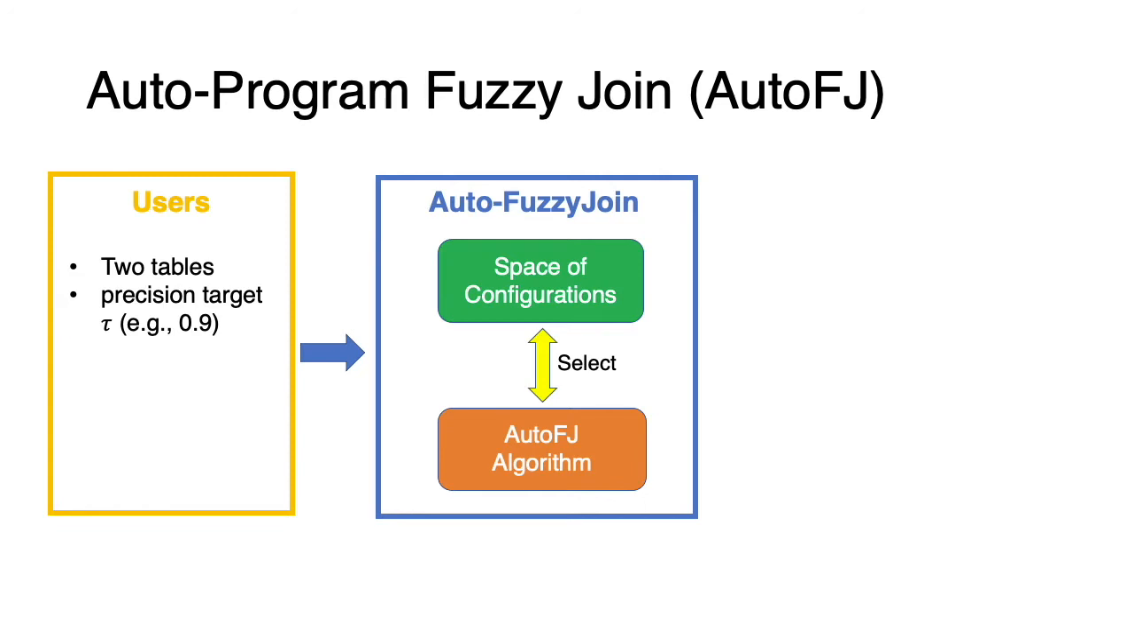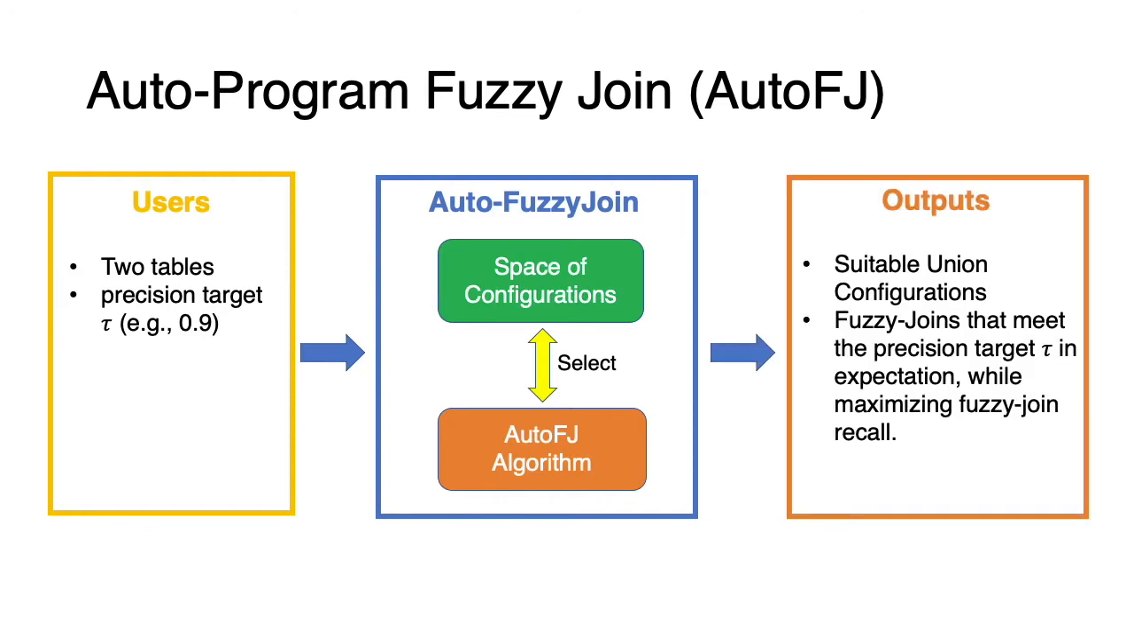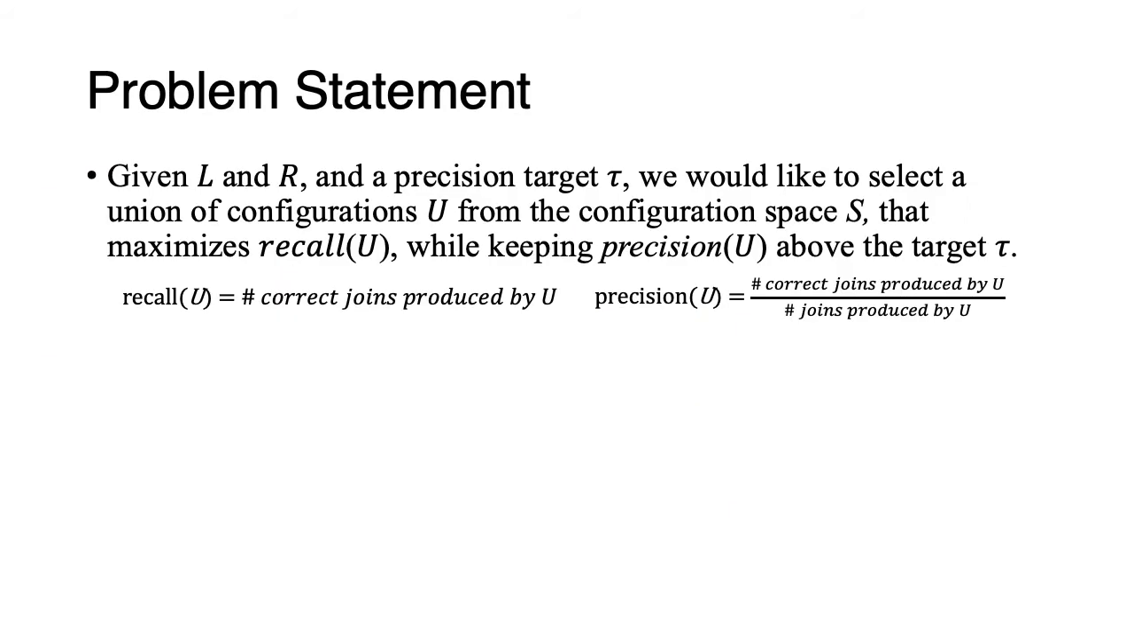Different from other fuzzy join systems that ask users to configure the program, our framework will automatically select the suitable configurations from the configuration space. The selected configuration can produce fuzzy joins that meet the precision target expectation while maximizing fuzzy join recall, which is the number of correct joins. Our framework can be formally defined as follows. Given 2 input tables and a user-specified precision target, we would like to select a union of configurations from the configuration space that maximizes the recall while keeping the precision above the target.